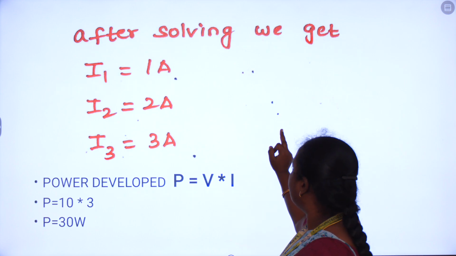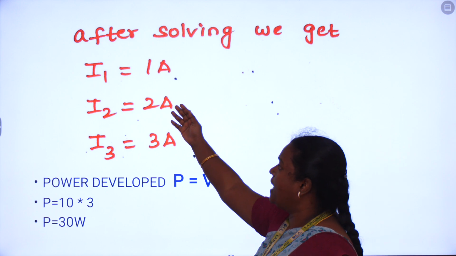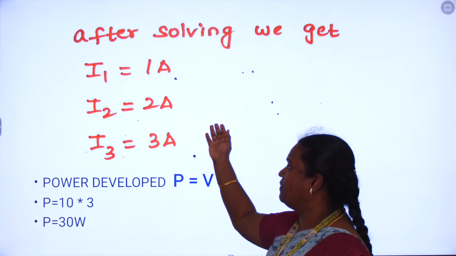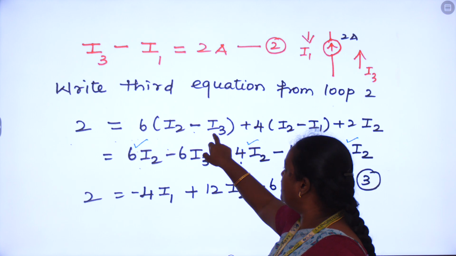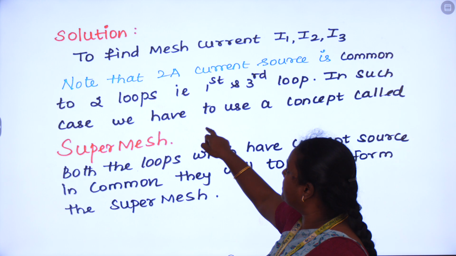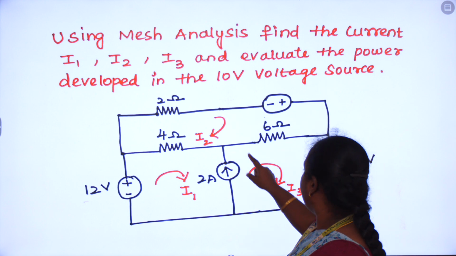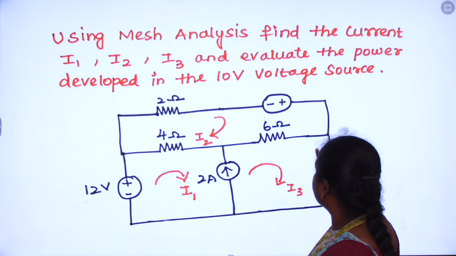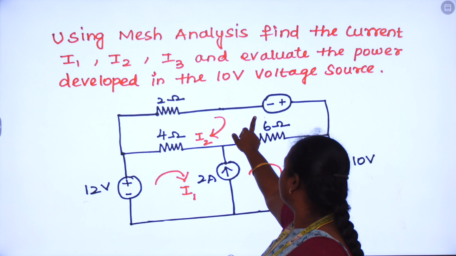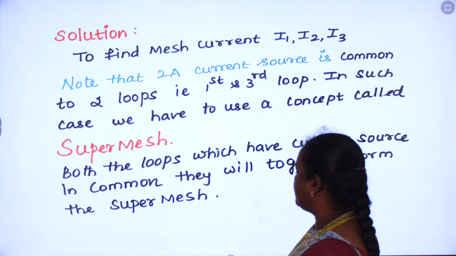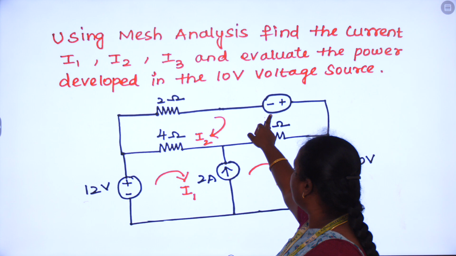So solving all these three equations, that is I1, I2 and I3, we get I1 equal to 1 amp, I2 equal to 2 amps and I3 equal to 3 amps. And in the given question, it is asked to evaluate the power developed in the 10 volt voltage source. What is the power developed across this 10 volt voltage source? Since this 10 volt source is present in the third loop.